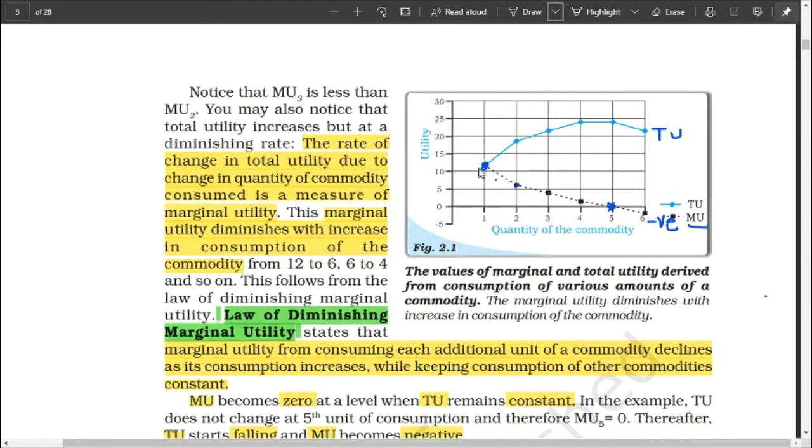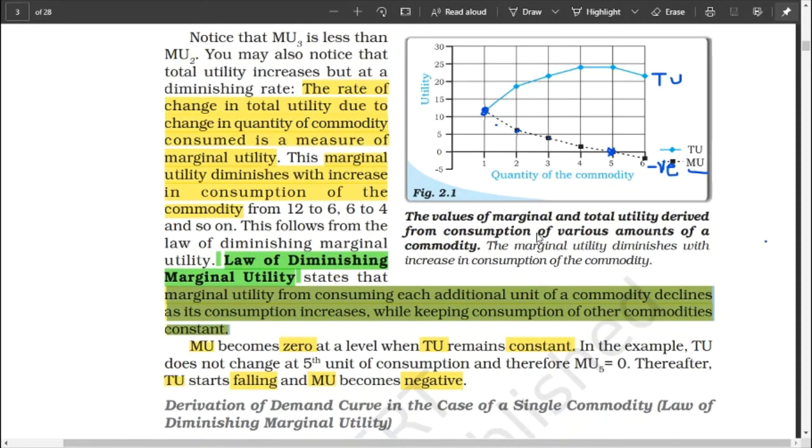And so, the law of diminishing marginal utility is the law of this curve, of that figure from the table, that explains to us that the more we consume, the less the satisfaction. It can become zero and even negative. So marginal utility from consuming each additional unit of a commodity declines as its consumption increases, while keeping consumption of other commodities constant. That means you don't consume others. You simply concentrate on the consumption of this commodity in question.